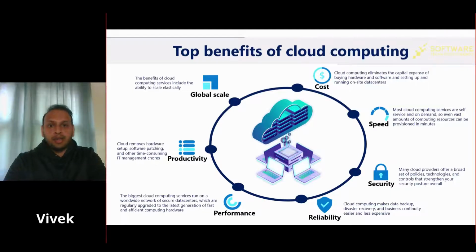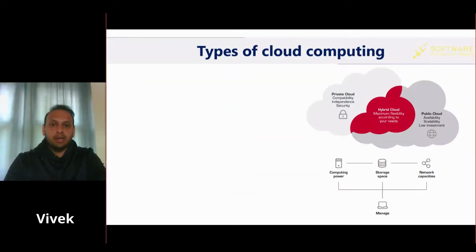So these are all very high-level benefits of cloud, and there are a couple of types of cloud. Now that we know what cloud is and what it is helpful for, let's also talk about the types of cloud computing we have. Mainly there are three types. One is public, the second is private, and the mix of those is hybrid. So let's take them one by one.